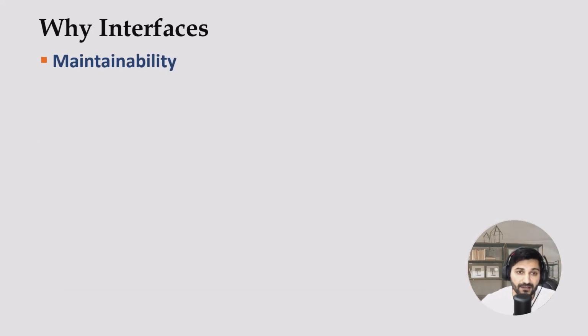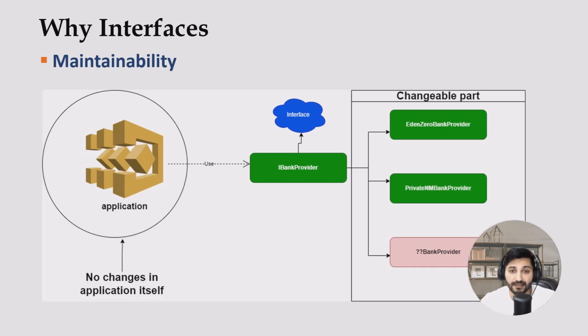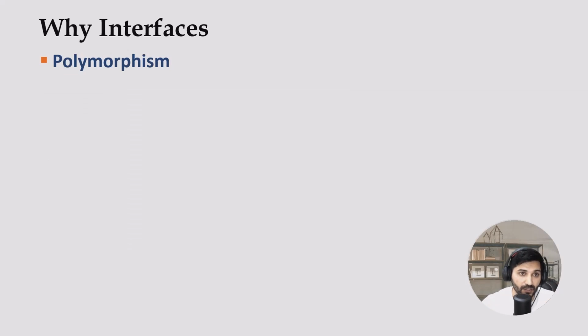Our application is also maintainable when we use interfaces. What is maintainability in this case? We have an application, we have a bank provider. A bank provider provides a strict contract, and our application uses this strict contract. It means we are not breaking this contract even when we implement different versions of these interfaces. It means the Eden0 bank provider and the private NM bank provider will provide different functionality, but we are able to rely on our interface. So we are not going to break anything in our application.